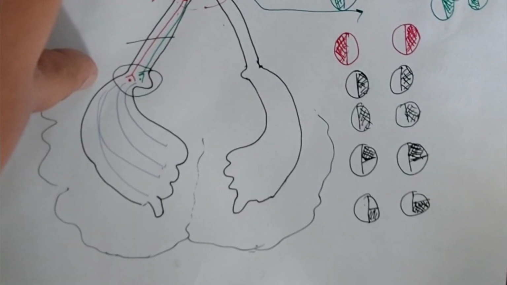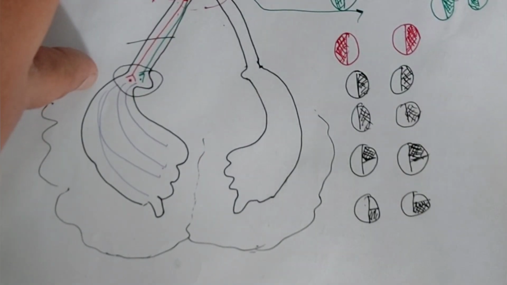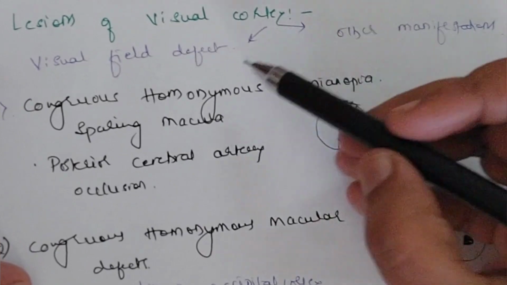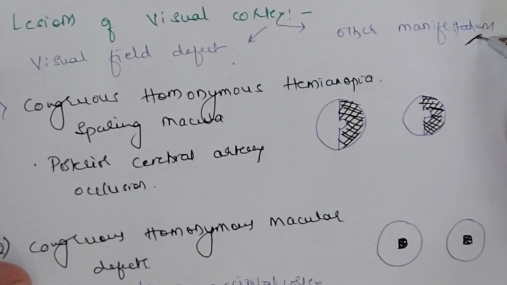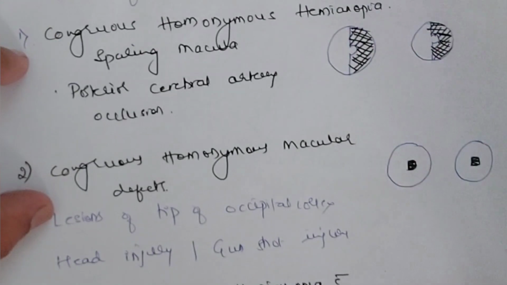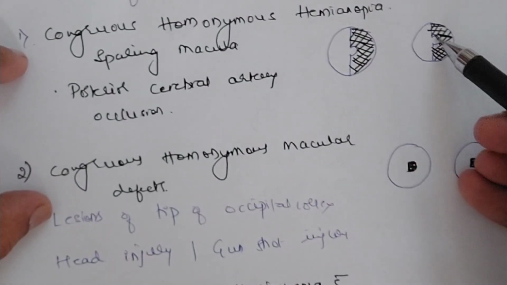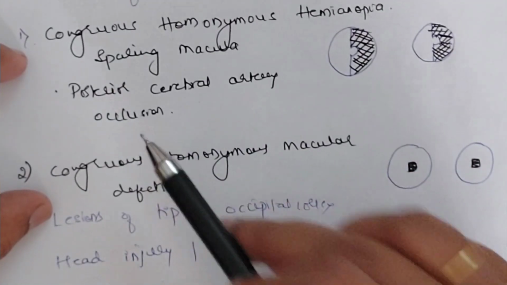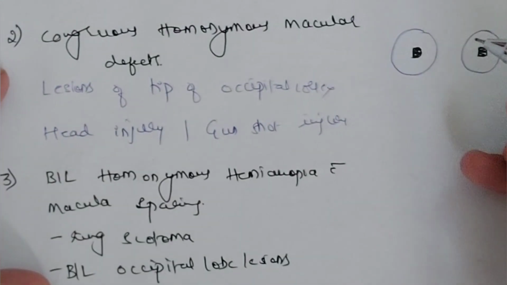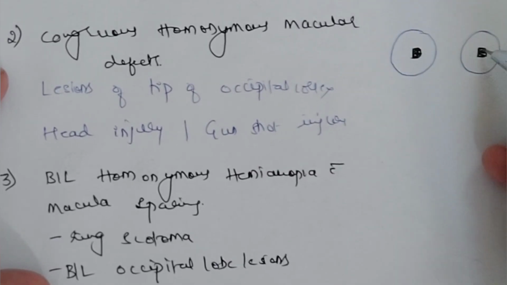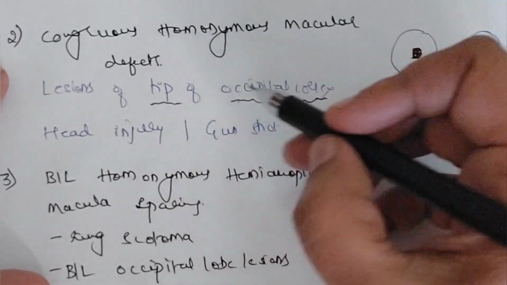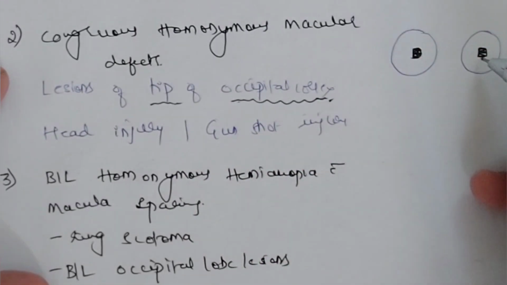Okay. So next, what happens if there is visual cortex defect? So that depends upon which area of the visual cortex is affected. So in case of visual cortex affection, there is visual field defect as well as other manifestations of occipital lobe affection. There is congruous homonymous hemianopia sparing the macula whenever the posterior cerebral artery is occluded. Okay, and there can be congruous homonymous macular defect only in the lesions of the occipital cortex tip. Okay, if the tip of the occipital cortex is affected, this is the type of lesion you get.